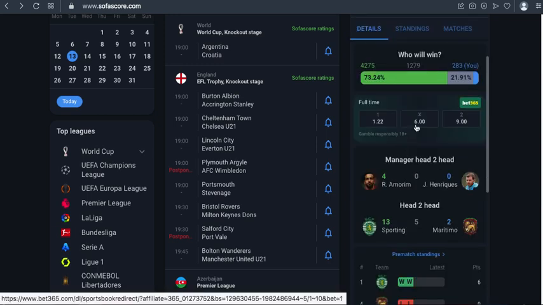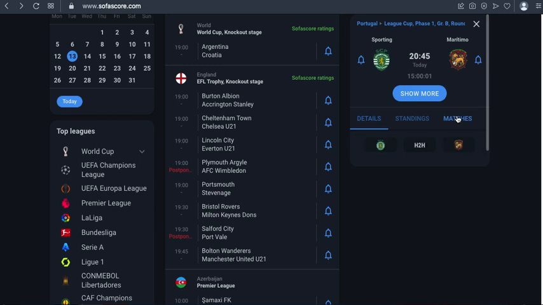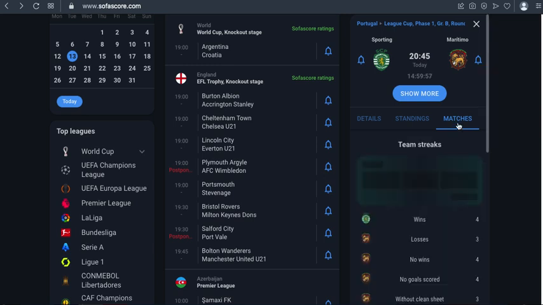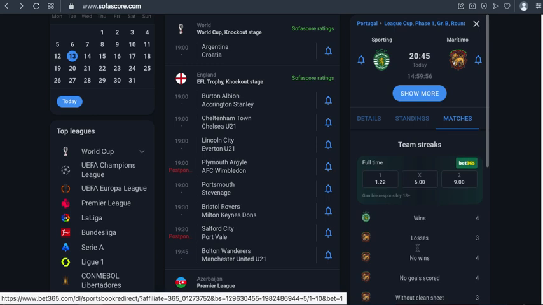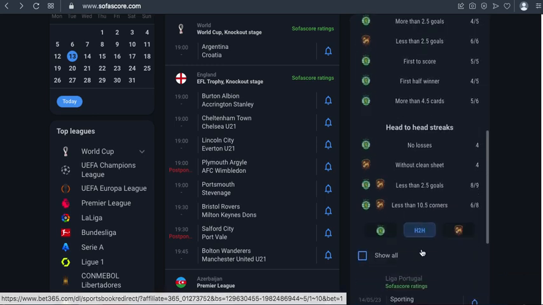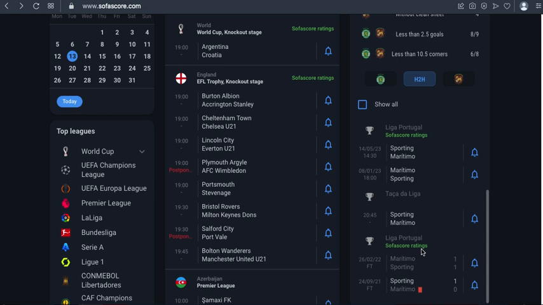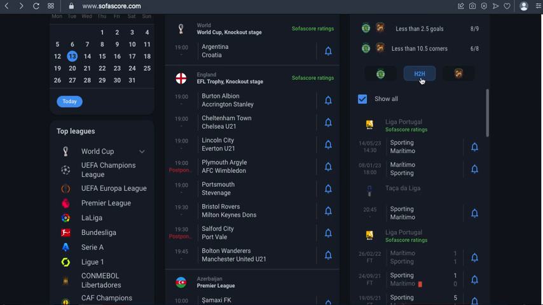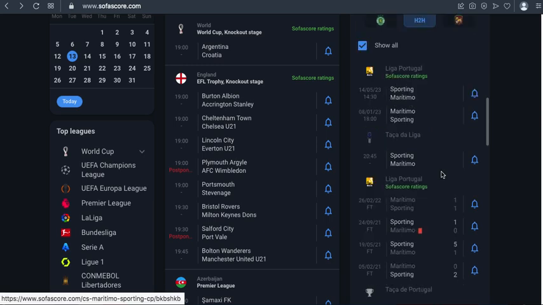So after getting to know all these things, you visit your matches. That is where you are going to find your head-to-head predictions with SOFASCORE. You just tap on the match and scroll down to their previous matches, the matches they have already played before. Let's show all those matches. You can see head to head. Head to head means the matches they have already played. And you can see the previous match they played.